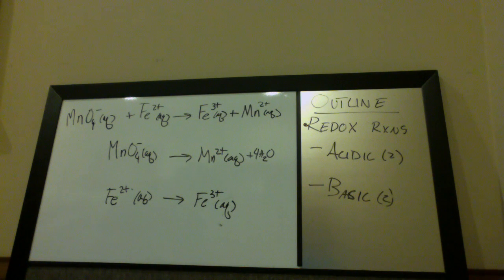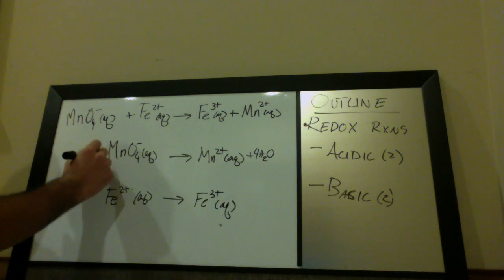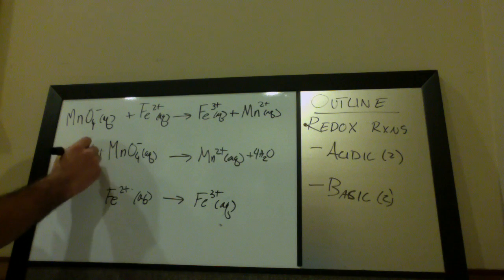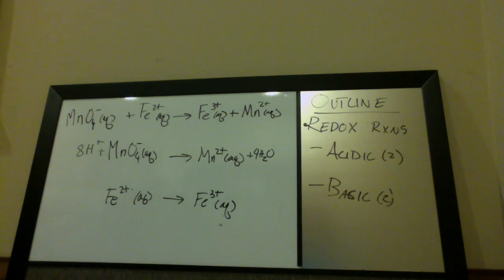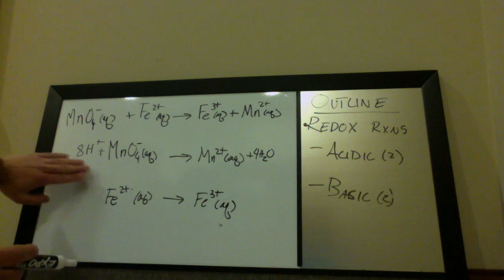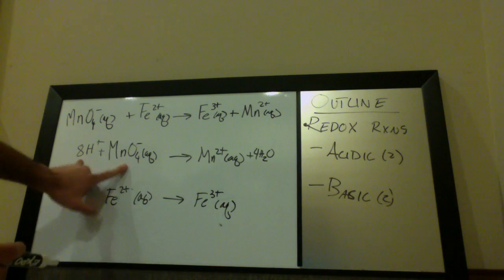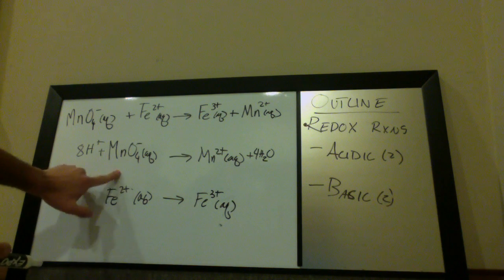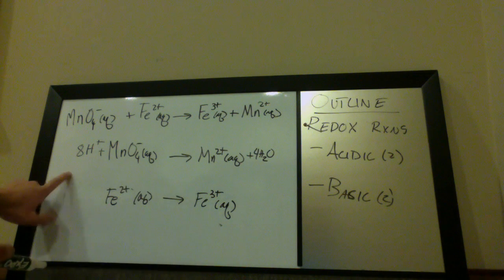But now I have another problem. I have 8 hydrogens on this side, so I need 8 hydrogens on this side. So I'm going to add 8 hydrogen ions. That means protons to you. So I added 8 protons to the left side. Now all these elements have been balanced, but we have to balance the charges. I'm going to find the total charge of each side. So this is 8 plus, that's minus, so the total charge is a plus 7 on this side.